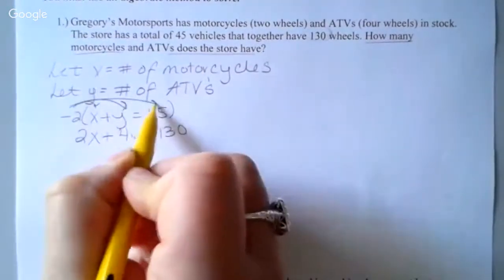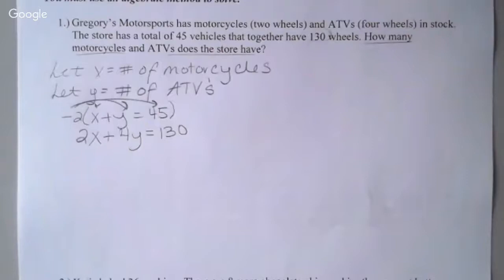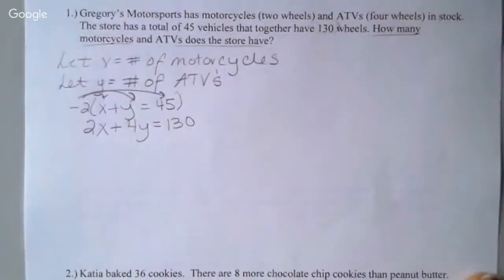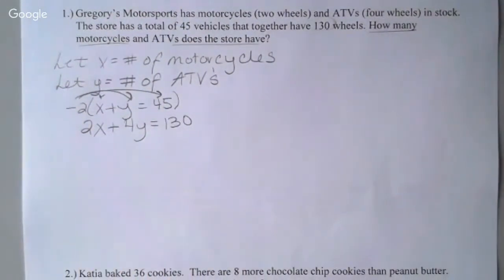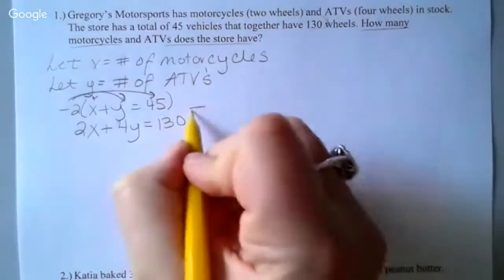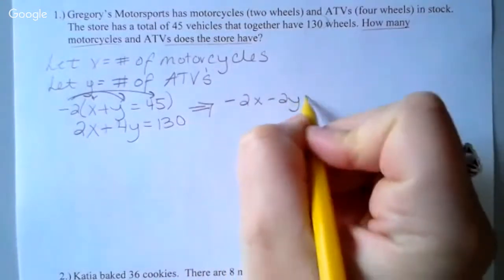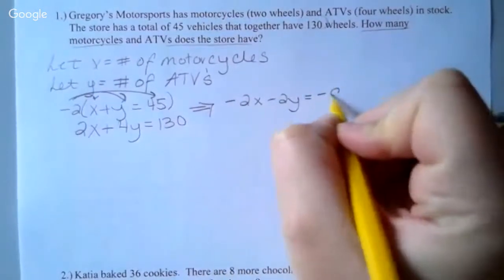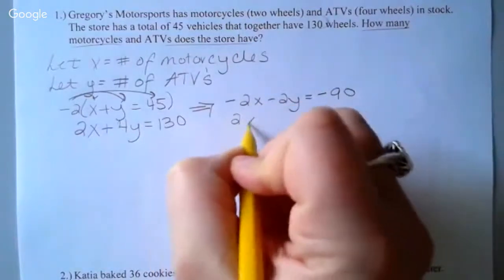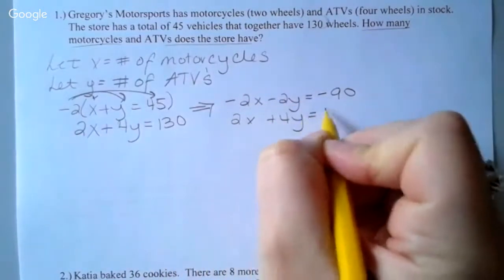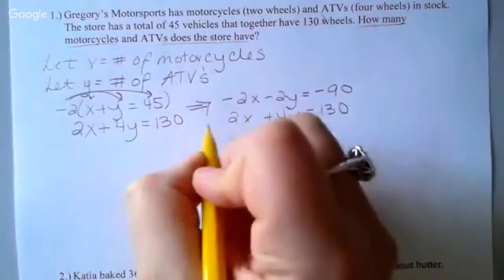Now, you do not have to do it the same way that I did. Wait and watch the video to see if you end up with the same result. You might have just chosen to get rid of a different variable or multiply by a different number. So this creates a new equation, negative 2x minus 2y equals negative 90. And then I still have my 2x plus 4y equals 130 that I did not change.